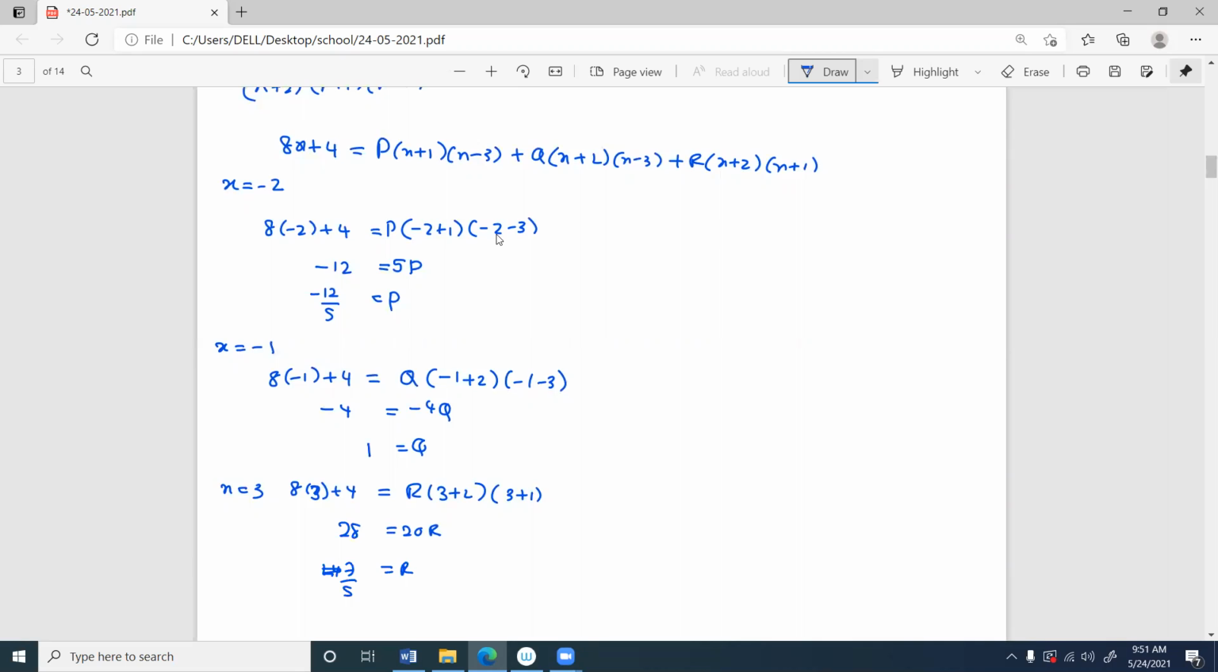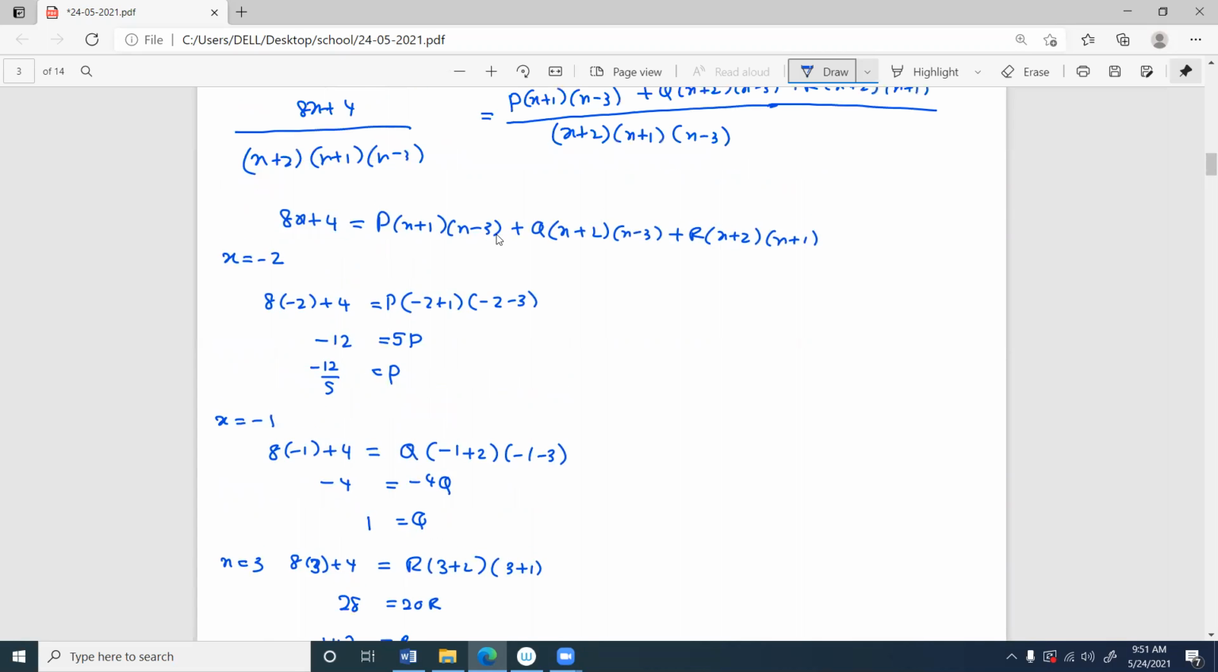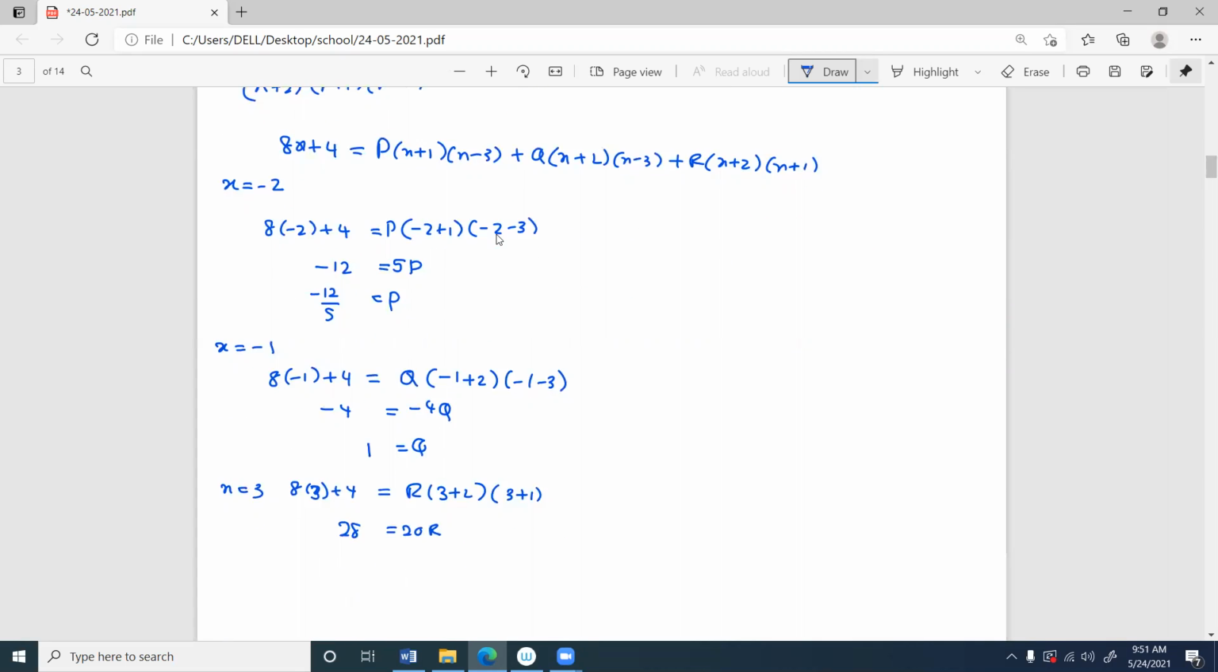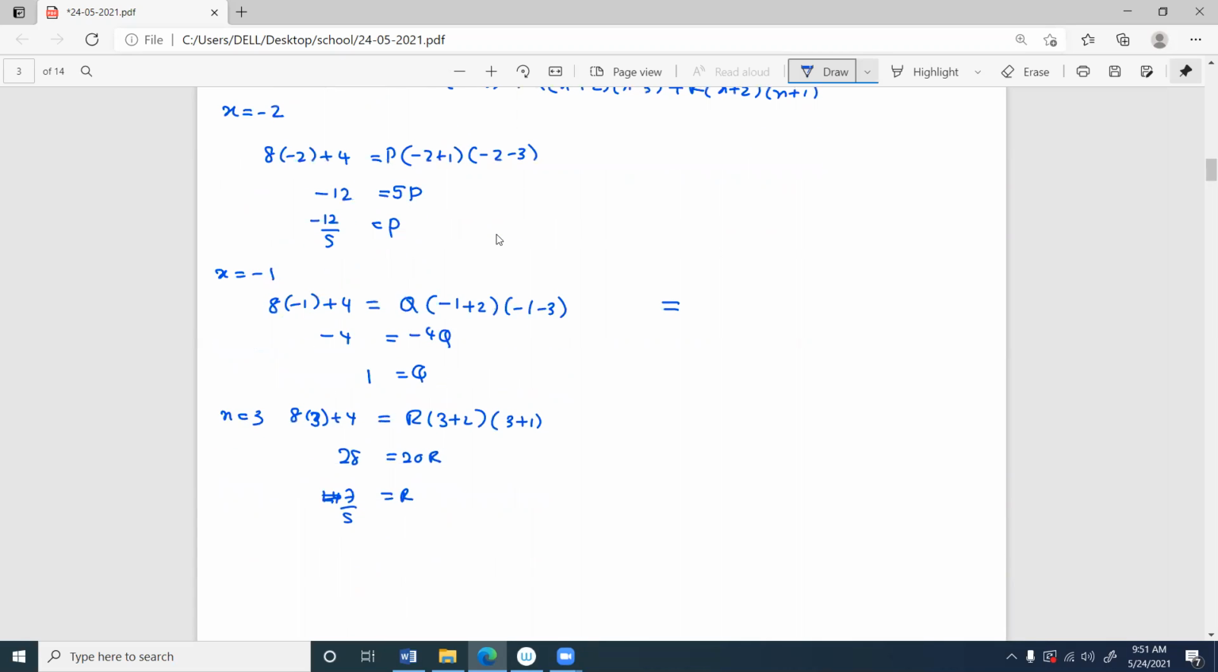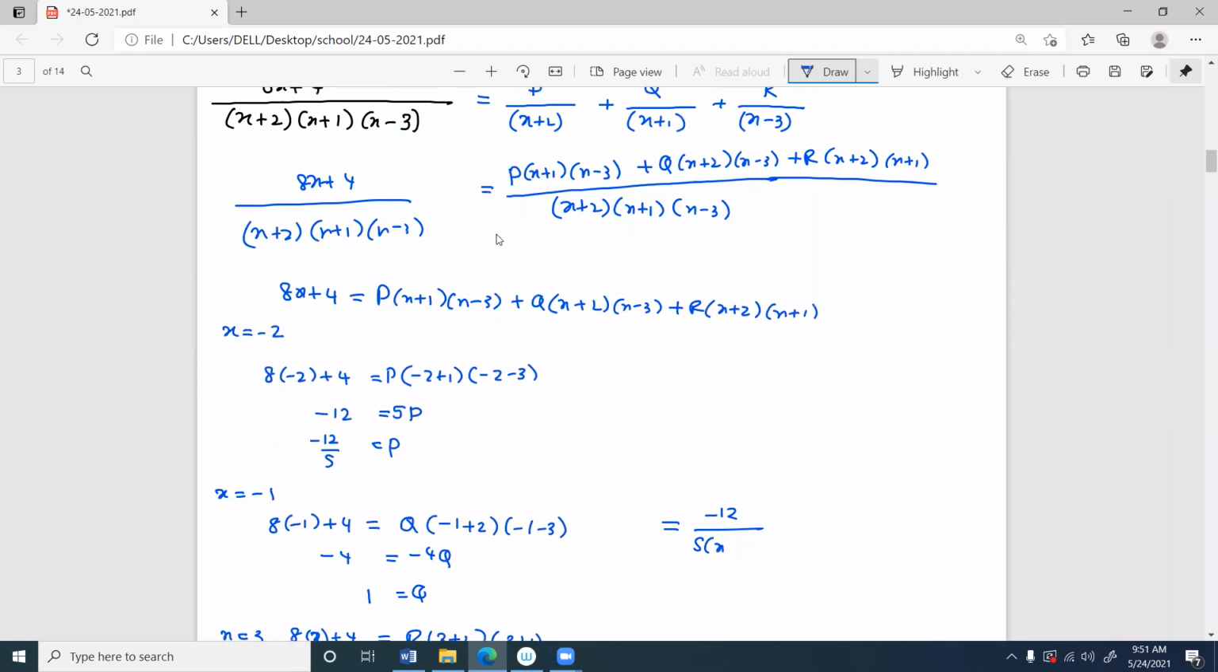Then how do we write these fractional answers as a factor for this? P over x plus 2. So the answer is P. P is minus 12 over 5 times of, according to this one, it should be x plus 2.